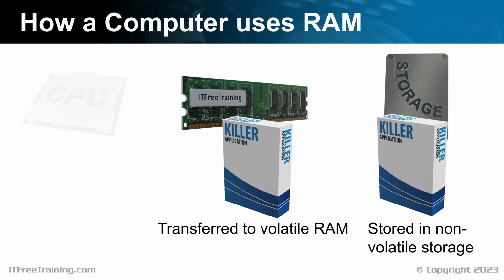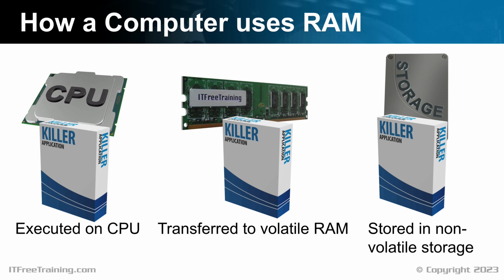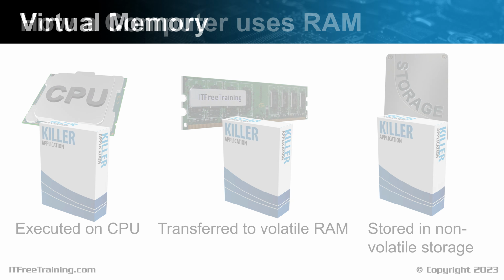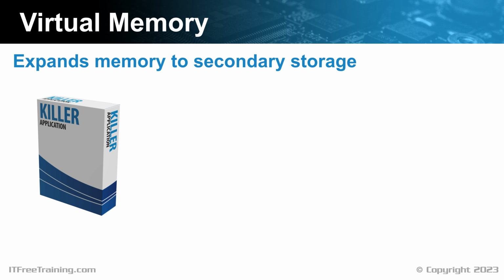The last step is to execute the instructions of the application on the CPU. This makes the process very quick. However, any changes made will need to be saved to storage, otherwise they will be lost. These are the basics of how computers use memory. However, this is just scratching the surface. The next point I would like to cover is virtual memory. Put simply, virtual memory allows the computer memory to be expanded to secondary storage.